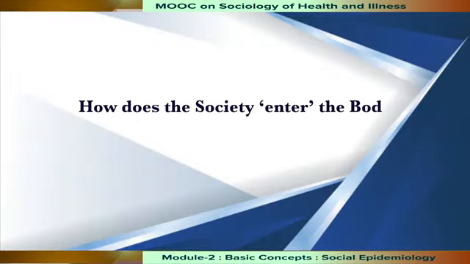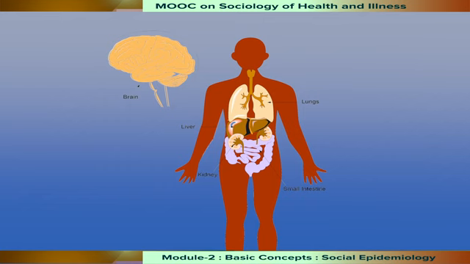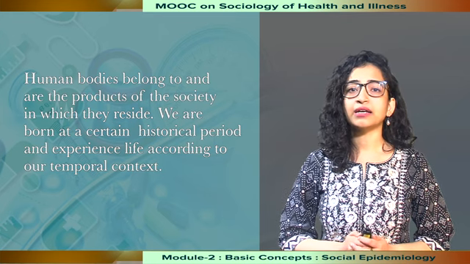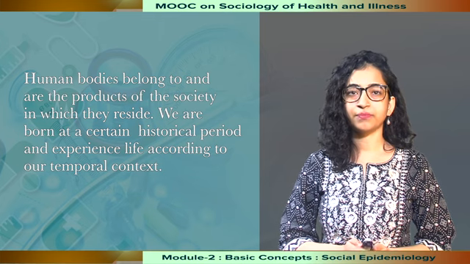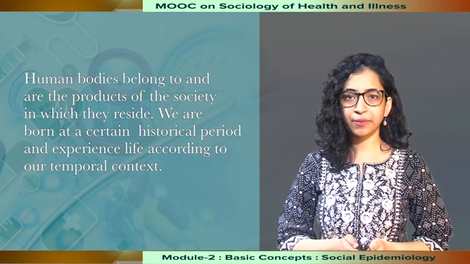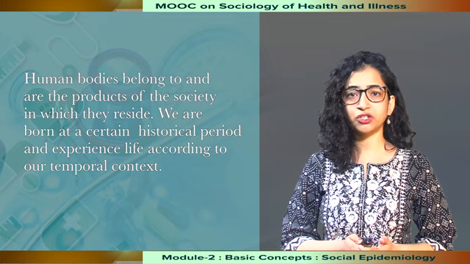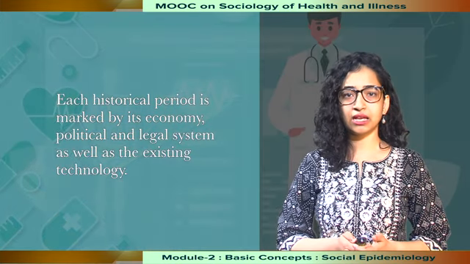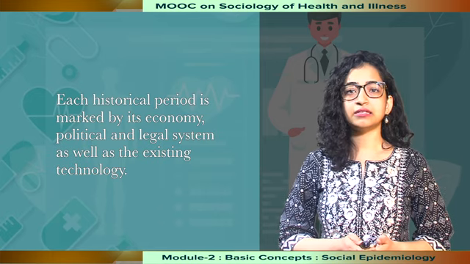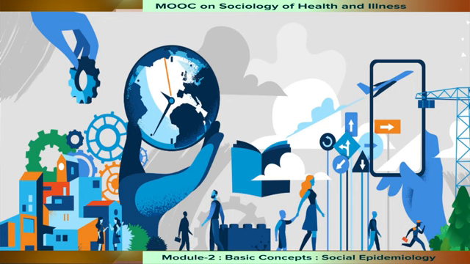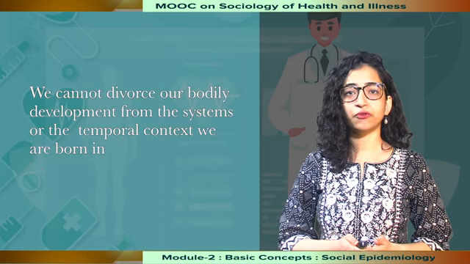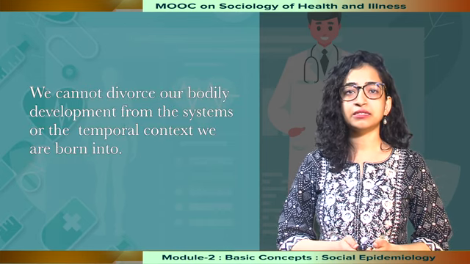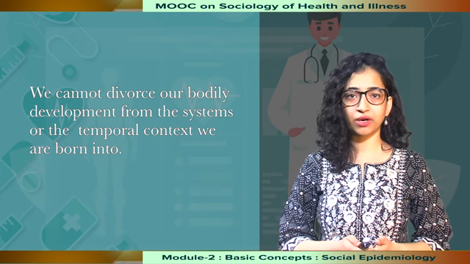Now, we come to the next subtopic, in which we will talk about the ways in which society enters the body. Now, what is that? Human bodies, as we know, belong to and are the products of the society in which they reside. We are born at a certain historical period and experience life according to our temporal context. Each historical period is marked by its economy, political, and legal system as well as the existing technology. We thus cannot divorce our bodily development from the systems or the temporal context we are born into.